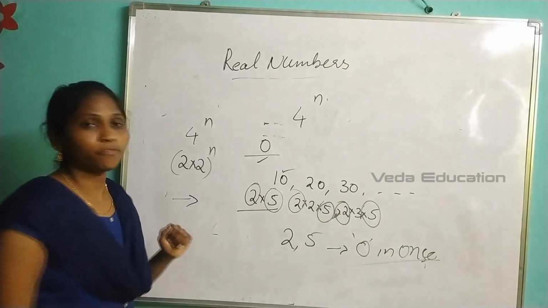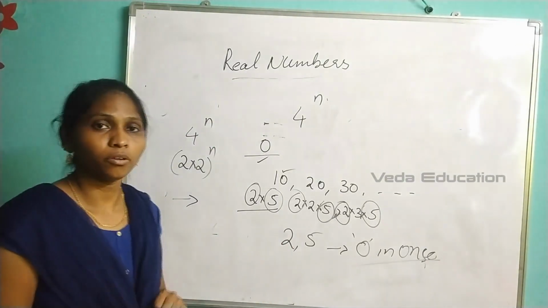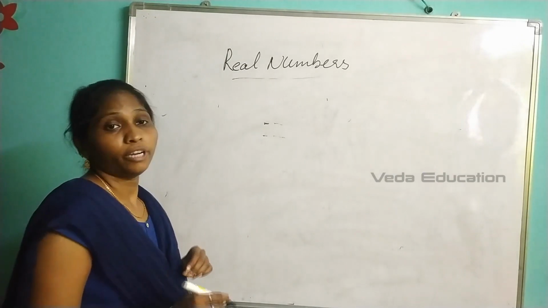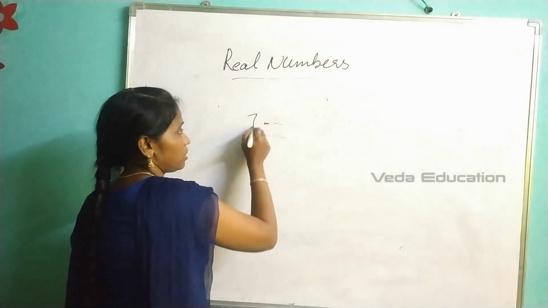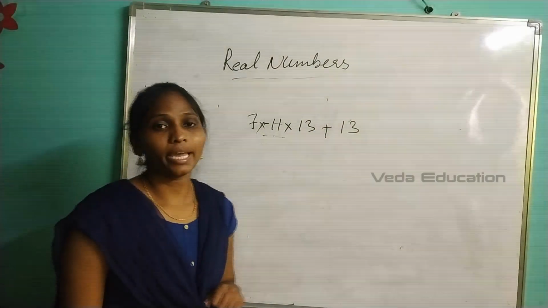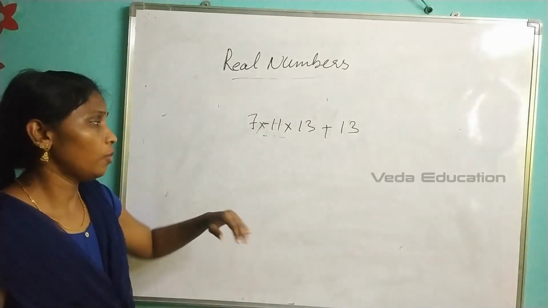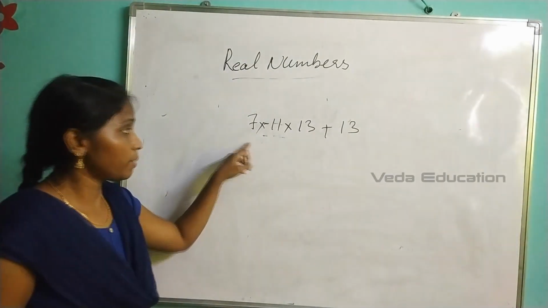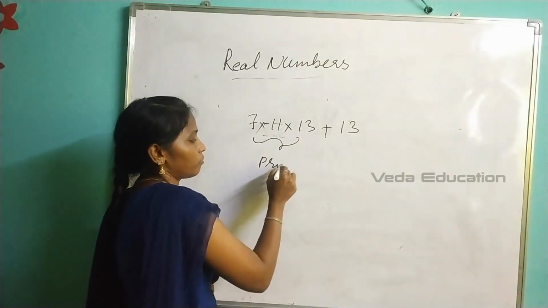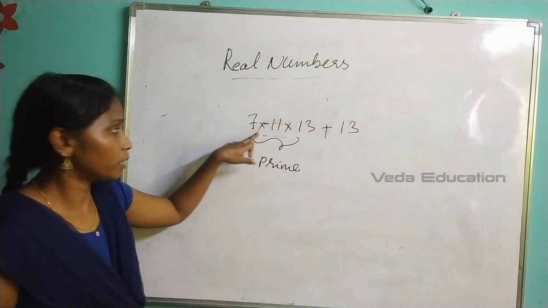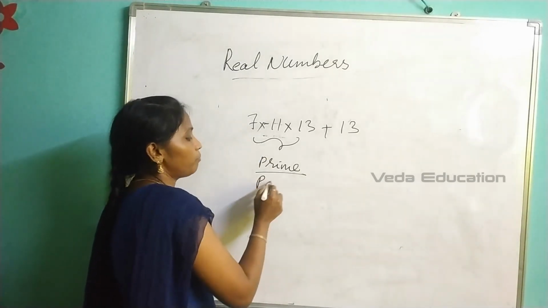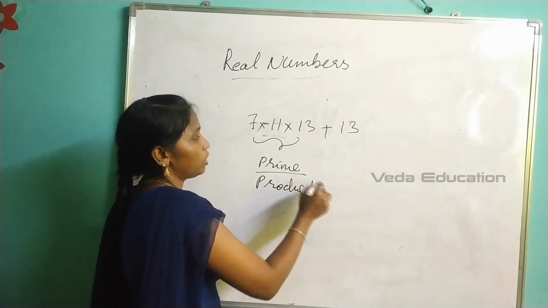Got it, everyone? By using the fundamental theorem, we solved this problem. Next, by using the fundamental theorem, some more problems are given to us. 7 into 11 into 13 plus 13. Without calculation, prove that it is a composite number. Now, which numbers are involved? 7, 11, 13. These are prime numbers, and they are connected with multiplication. So these are in product form. If prime numbers are in product form, you will get a composite number.